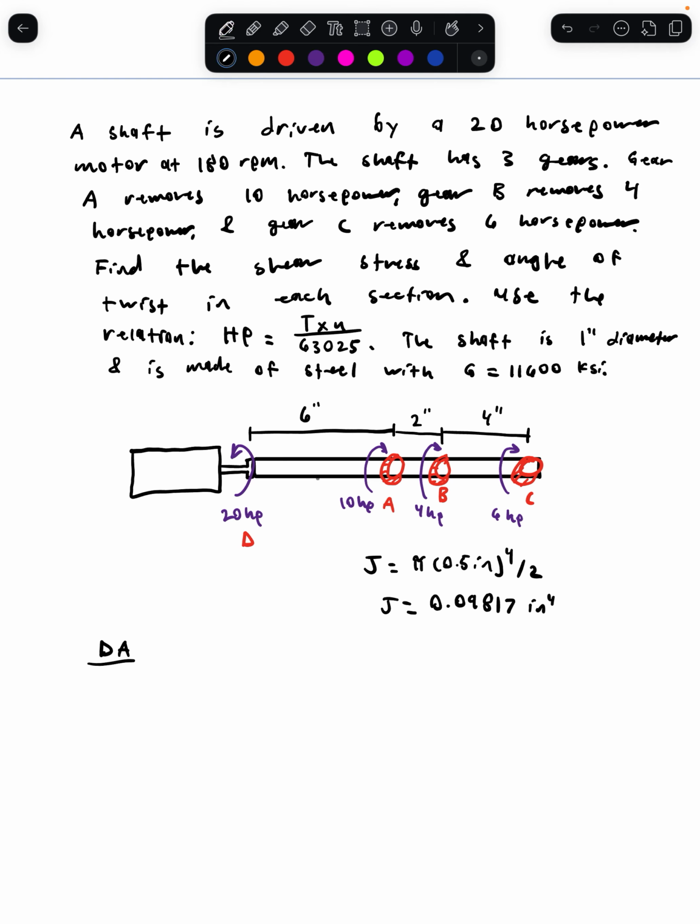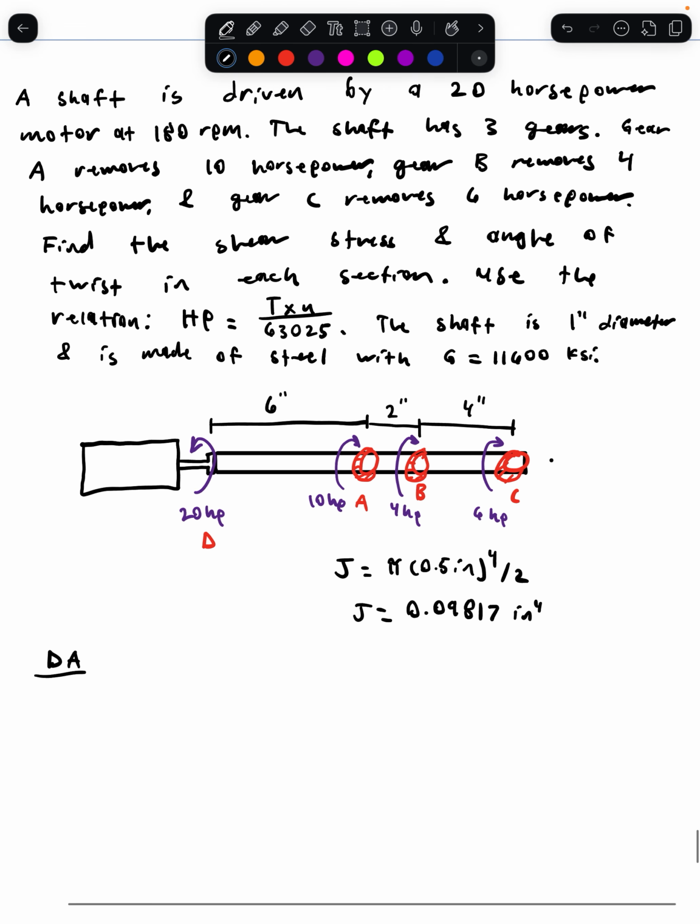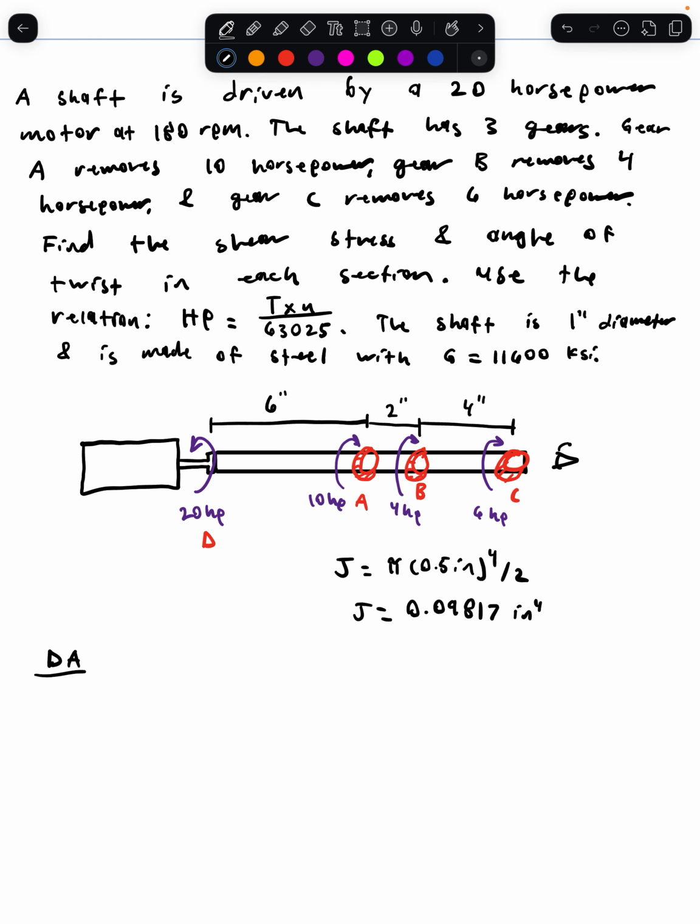To solve for the torque in each of these sections, you pretend like you're looking straight down the beam. We can draw a little eyeball here. I'm looking straight down the beam, and then we're going to make a cut in each section. You can look at either side of the cut, but we'll do whatever's easiest. I think the easiest thing is to look at the left side of each cut.